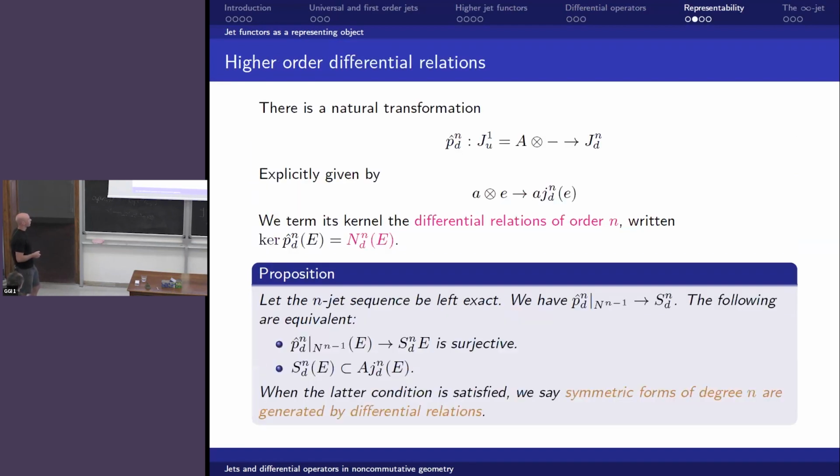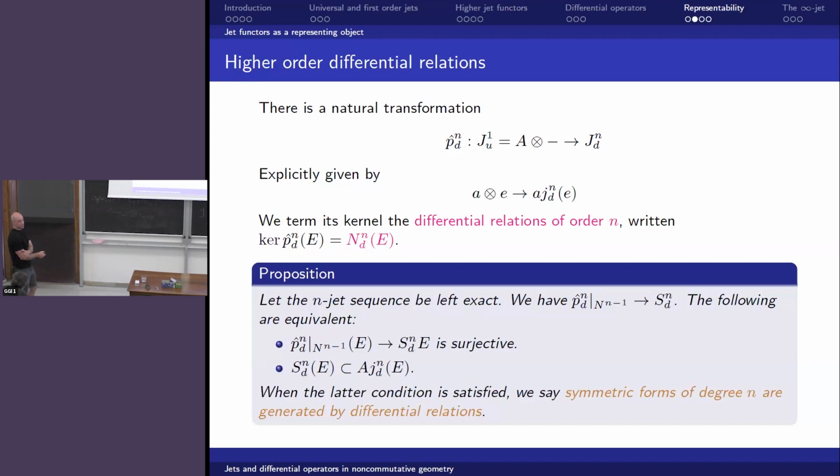For this, you have to look at this natural transformation, which you always have from the universal one jet, just this tensor functor, to the n jet. On objects, this sends a tensor e to a times the n jet prolongation of e. The kernel of this, we would call differential relations of order n. These are submodules of the kernel of the map from the universal differential calculus to your choice of calculus.